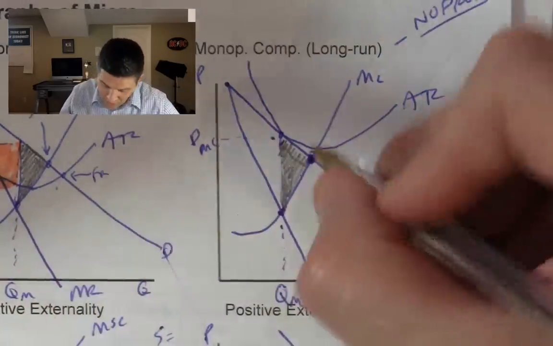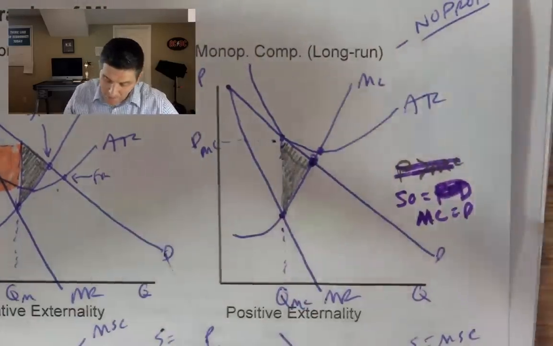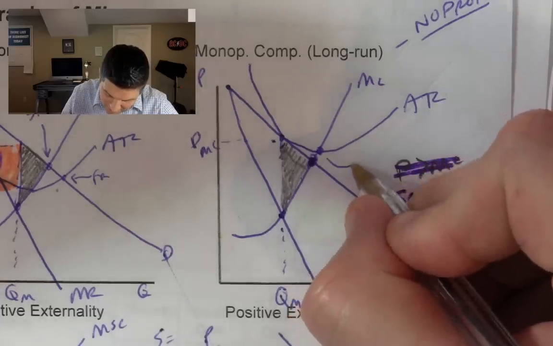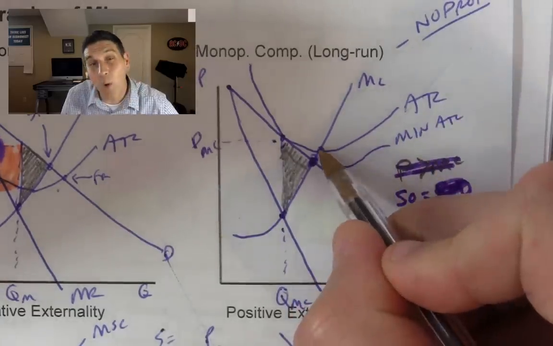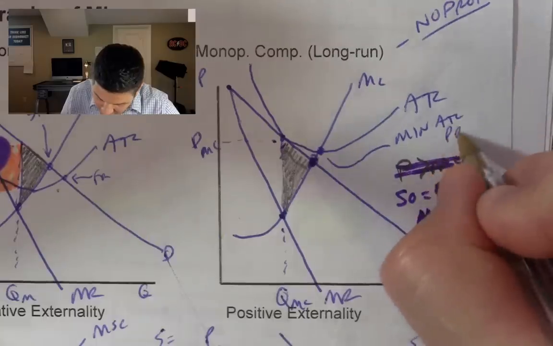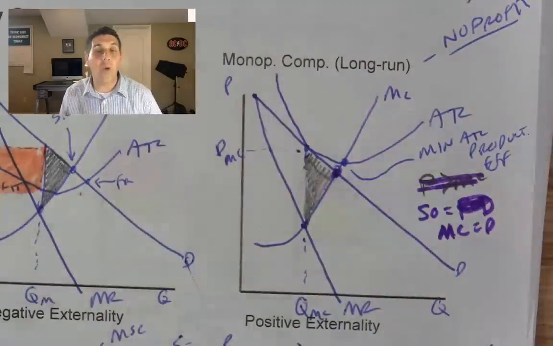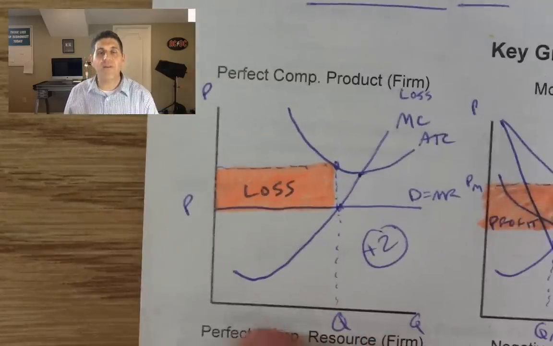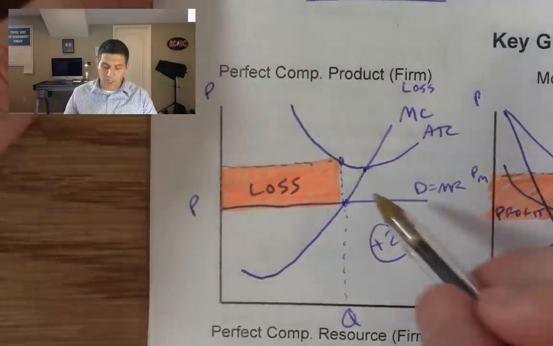Productively efficient is producing at minimum ATC, which in this graph is super close. But this is the idea of minimum ATC, and we're producing at the lowest possible cost. That's productive efficiency. Okay? Now I want you to know, when are we productively efficient? We'll take a look at other graphs. Are we productively efficient in that graph? Take a look. Right, there's a loss being made. Are we productively efficient? No, we're not producing at minimum ATC.